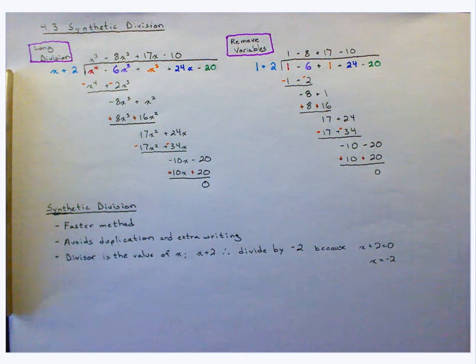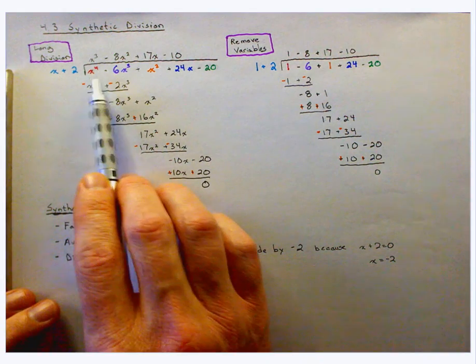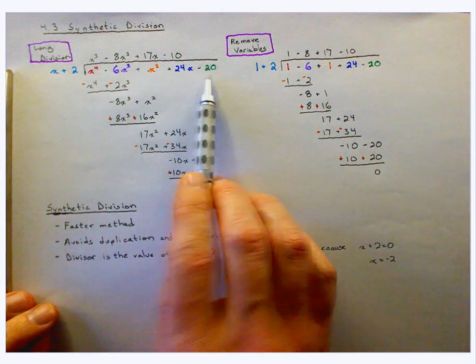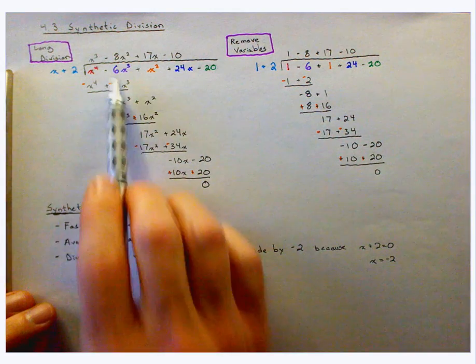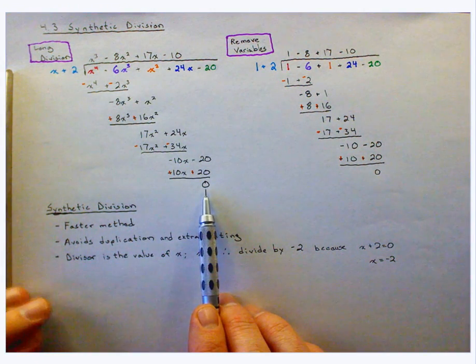Hey guys, we're going to talk about synthetic division now. So again, I'm going back to an example that we've done, and that was the original polynomial for long division, dividing it by a factor of that polynomial. We can tell it is a factor because we get a zero as a remainder.